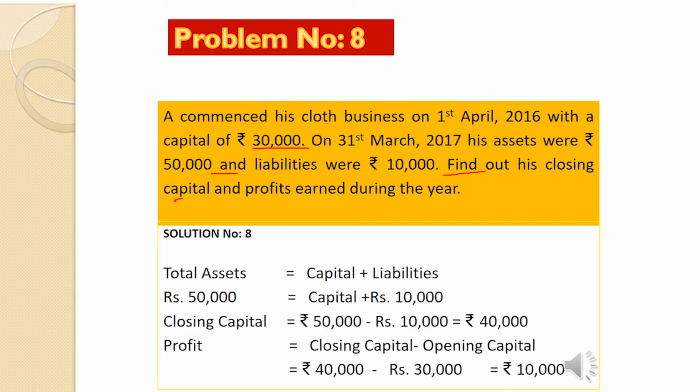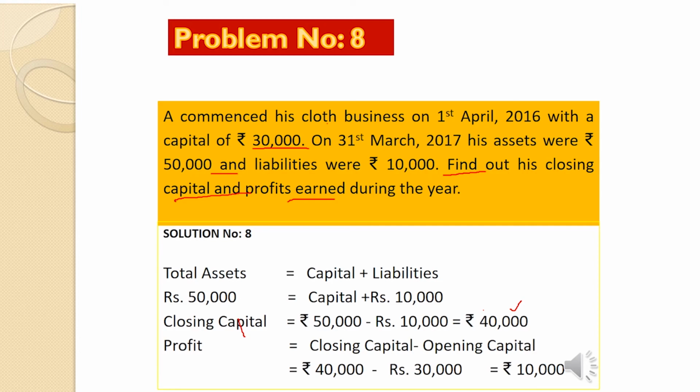Now we have to find out the closing capital and profit. So what is the formula here? Total assets is equal to capital plus liabilities. Here total assets was given 50,000, which is equal to capital plus liabilities. Capital plus 10,000 is the liabilities. Now you have to find out the closing capital. So closing capital is equal to 50,000 minus 10,000, which is 40,000.